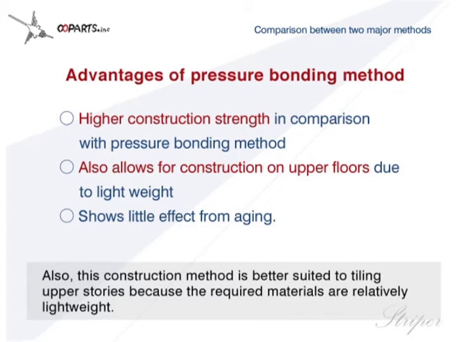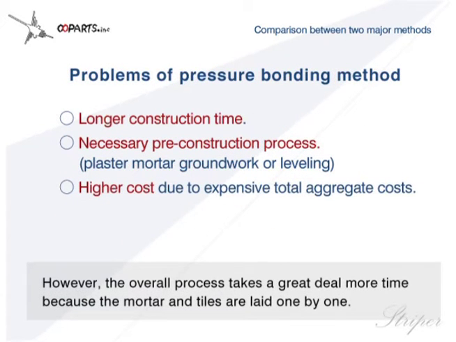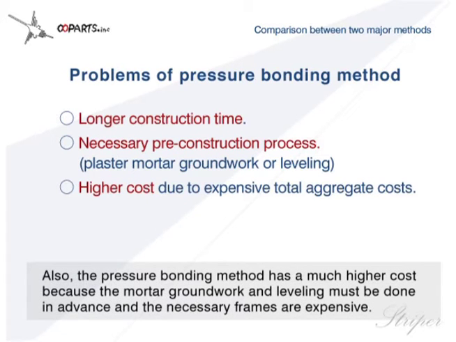Also, this construction method is better suited to tiling upper stories because the required materials are relatively lightweight. However, the overall process takes a great deal more time because the mortar and tiles are laid one by one. Also, the pressure bonding method has a higher cost because the mortar groundwork and leveling must be done in advance, and the necessary frames are expensive.